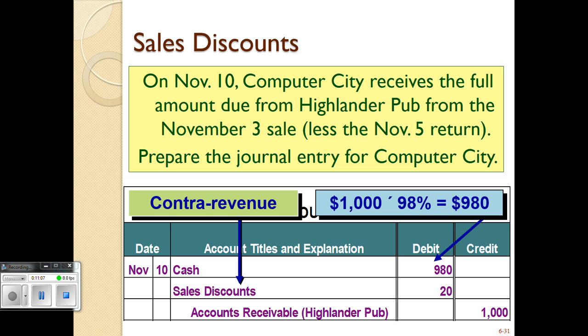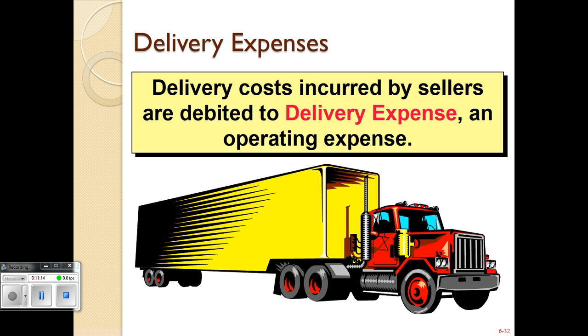And that sales discounts is also going to be a contra revenue account, a revenue account with a funny balance, okay? I already mentioned this. Delivery costs, which are incurred by the sellers, are debited to delivery expense, which is an operating expense, so it does not get added to cost of goods sold.